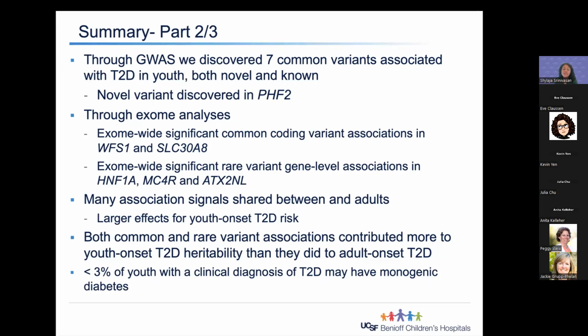So in terms of where we go from here, I think this is just the beginning of genetic exploration for pediatric type 2 diabetes. I think next steps will include functional characterization of some of our associations, as well as looking at whether any of these polygenic risk scores are able to predict both disease progression or treatment response. So much more to do for pediatric type 2 diabetes genetics.